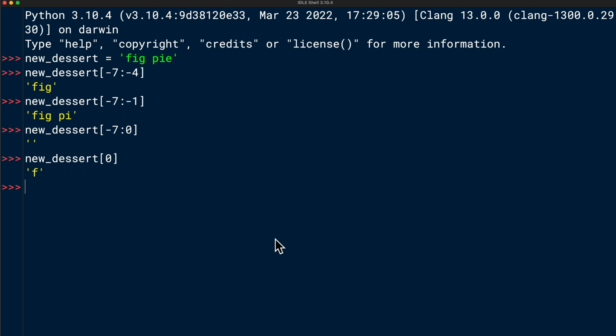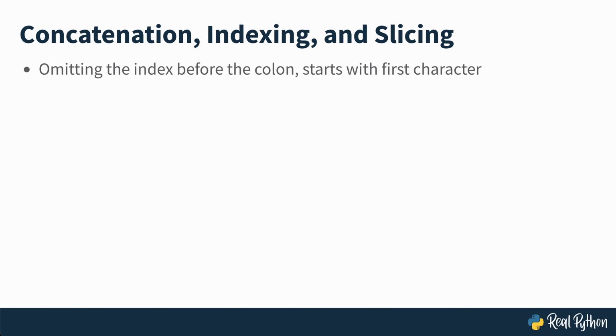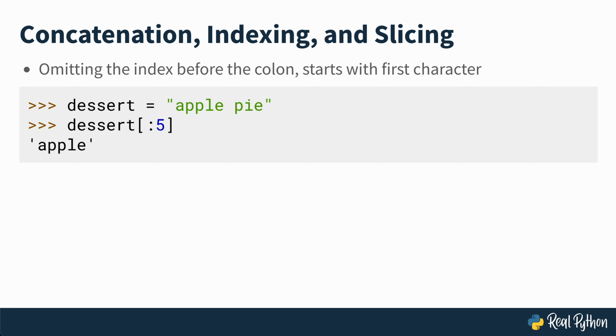So there is a way around this. It's to omit the second index. And that means to actually go to the end of the string. So there's 3 different ways that you can omit an index. If you omit the first index, it will start with the very first character of the string from the beginning of it and work normally going up to, but not including the second index number. Doing a slice of :5 will return just apple.